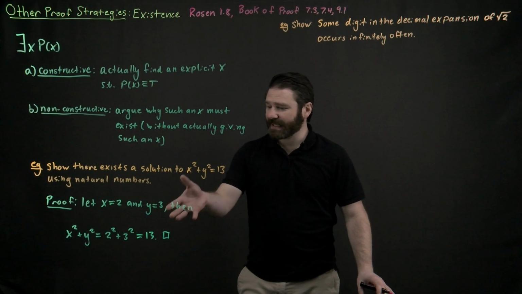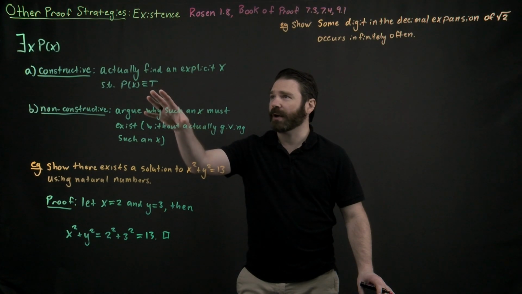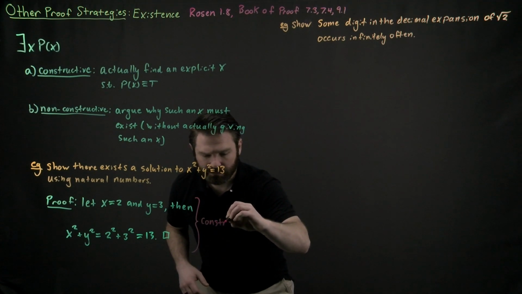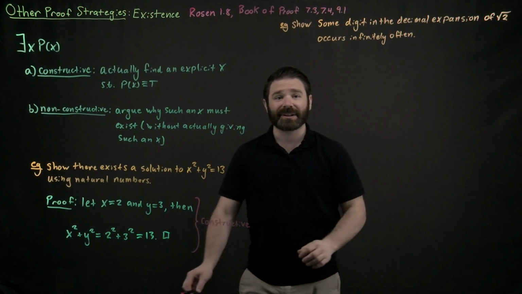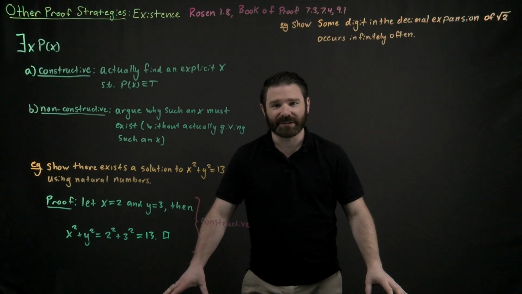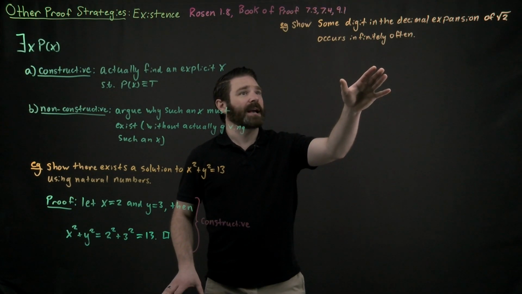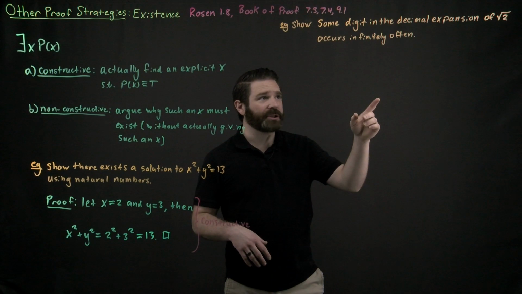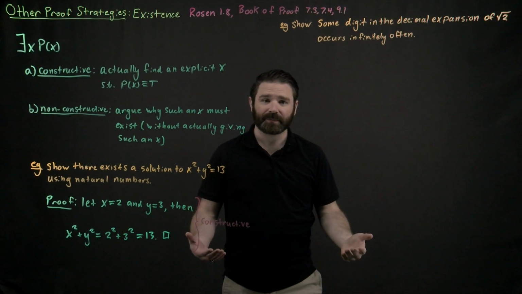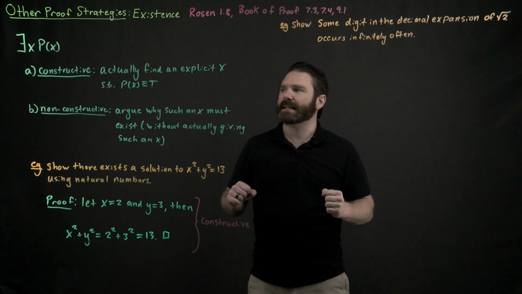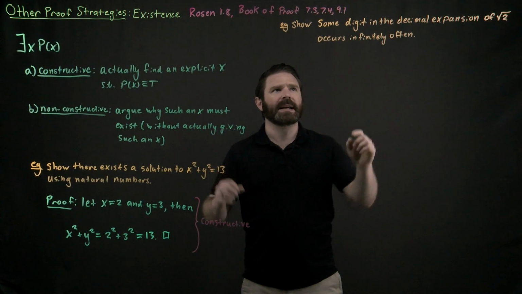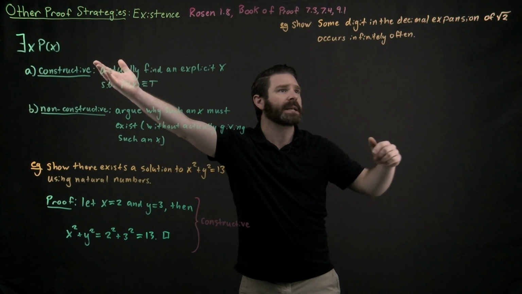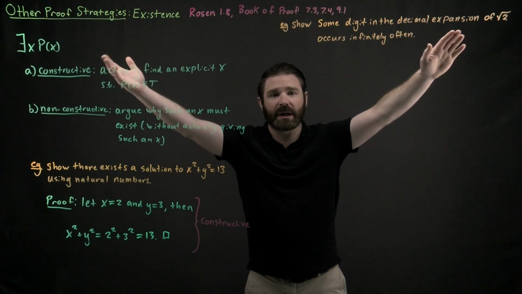So, while in the previous example we saw a constructive existence proof, let's look at an example now of a non-constructive existence proof. So here I've written out the example. We have to show that some digit in the decimal expansion of the square root of 2 occurs infinitely often. And you can see this is indeed an existence proof because I'm trying to find some digit such that some statement is true. And that statement is it occurs infinitely often in the decimal expansion of the square root of 2.